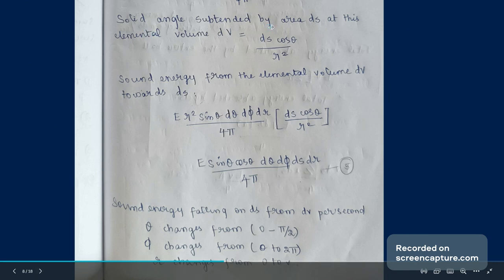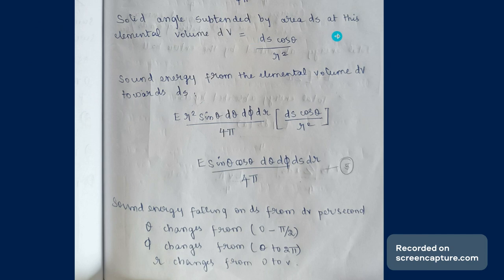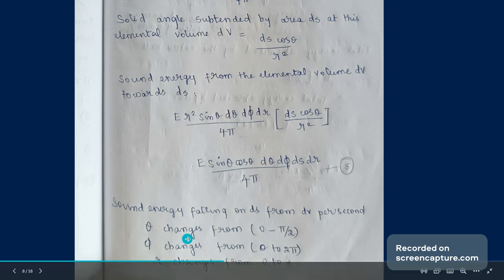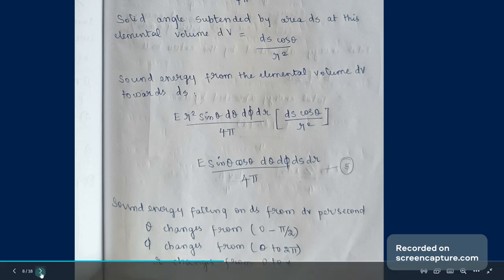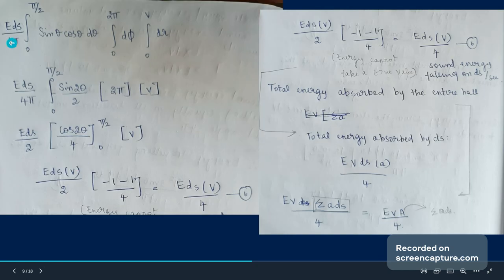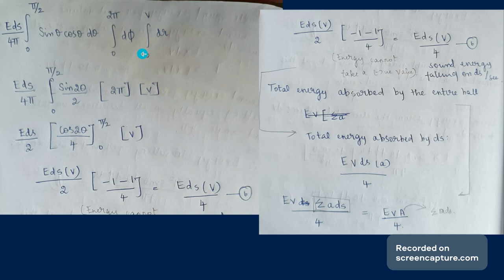The solid angle subtended by area dS at the elemental volume dV is given by dS cos theta by r square. Therefore, the sound energy from the elemental volume which is going towards dS will be given by this angle into the energy of one solid angle. So we are multiplying both these terms. For integration, we are considering that theta changes from 0 to pi by 2, phi changes from 0 to 2 pi, and r changes from 0 to v or c, which is the speed of sound. So we are integrating this entire term.